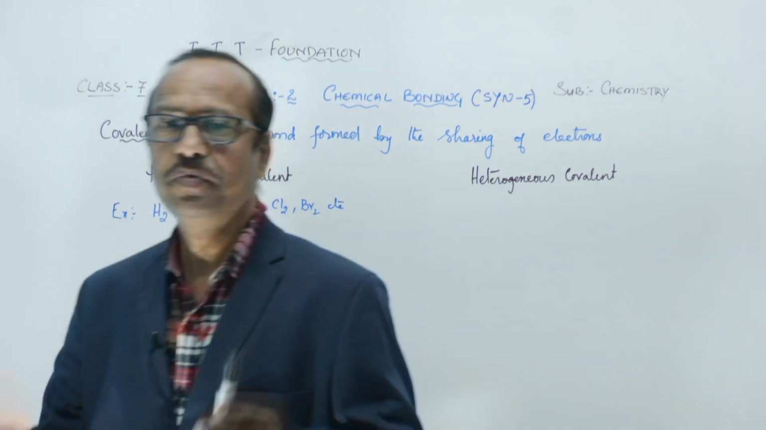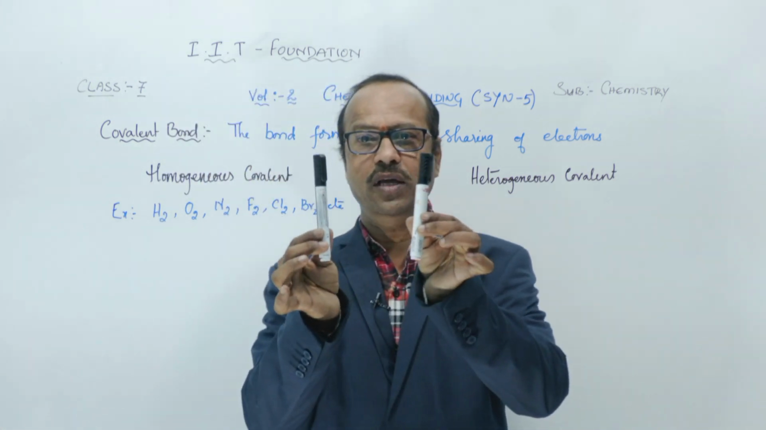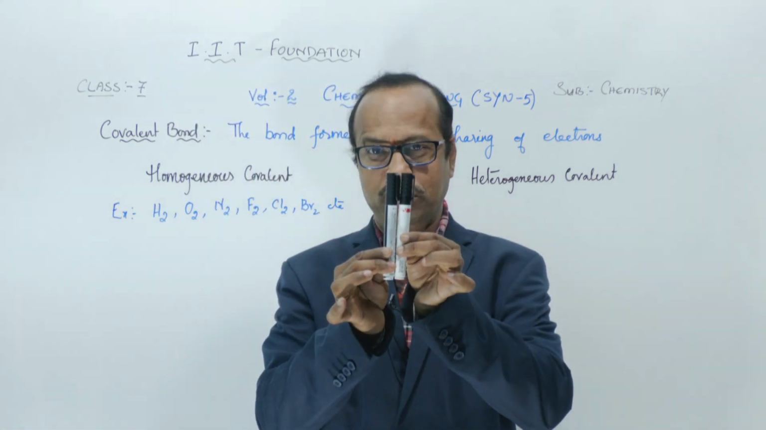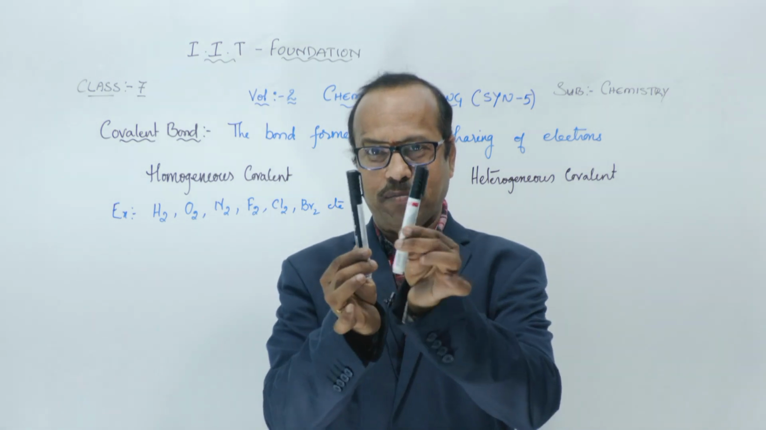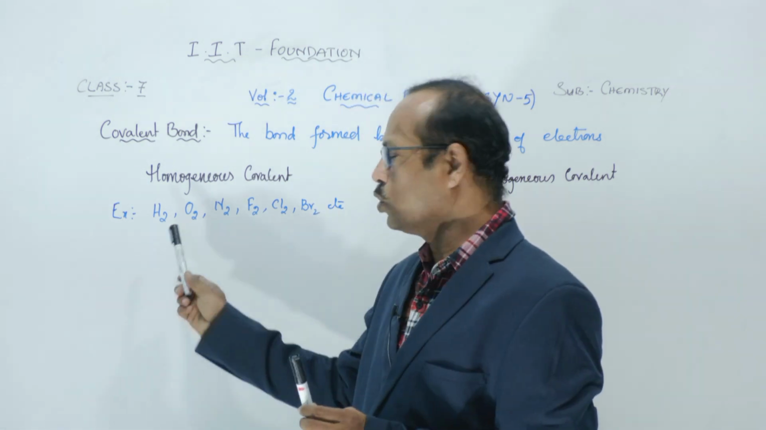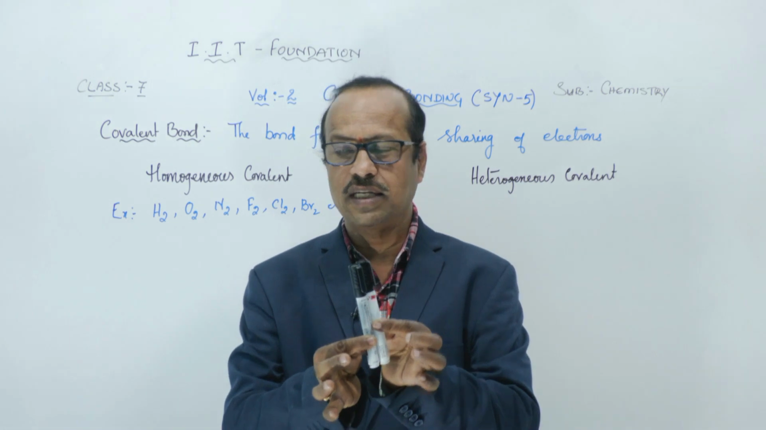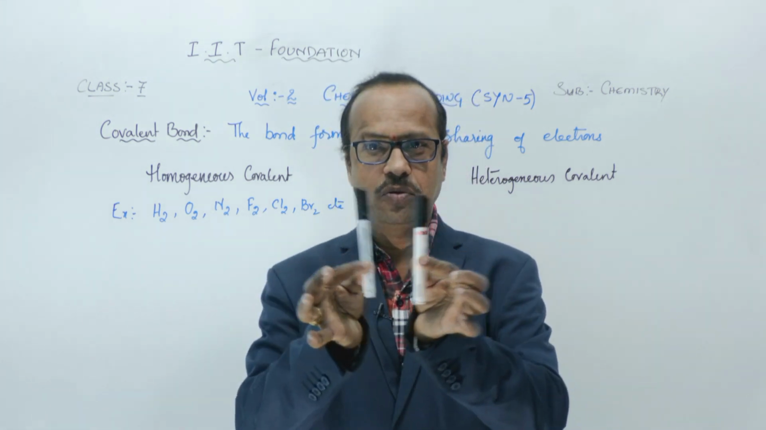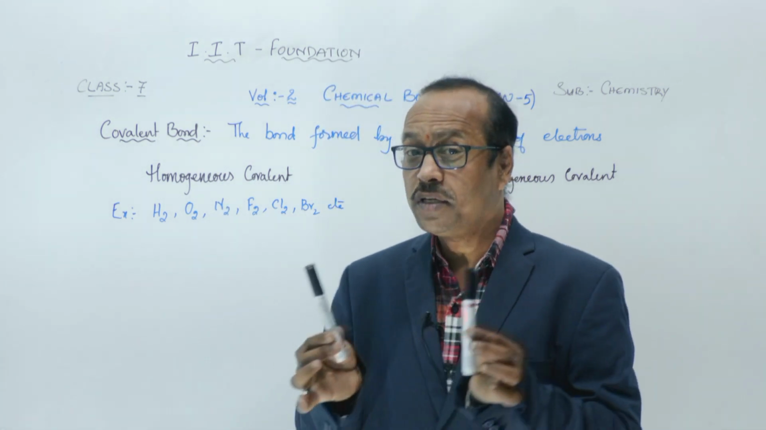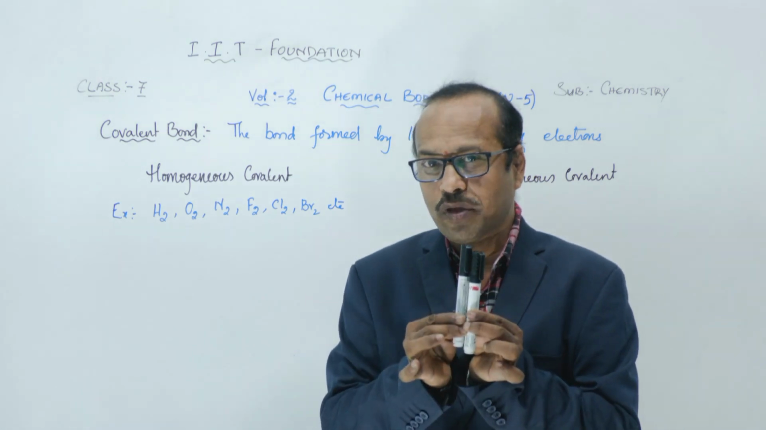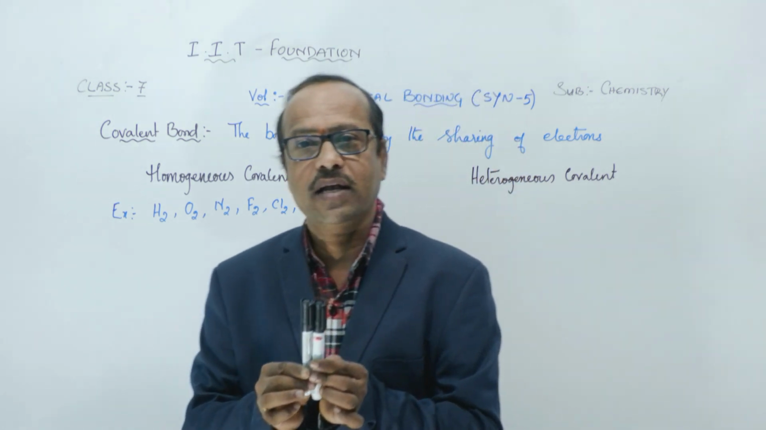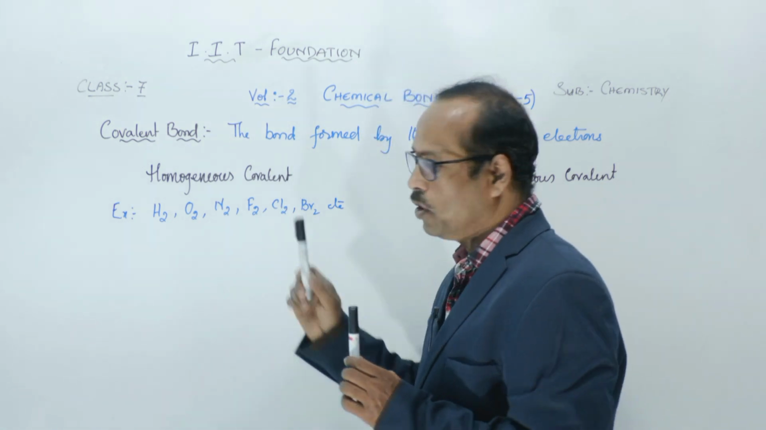For example, you see here, this is hydrogen, this hydrogen. So the bond is formed between two hydrogens, both are seen like black pens. Similarly, here O2 means what? The bond is formed between oxygen and oxygen. Nitrogen, the bond is formed between nitrogen. So if the bond is formed between two similar atoms, then that is called homogeneous.